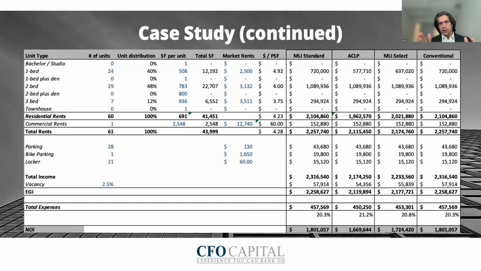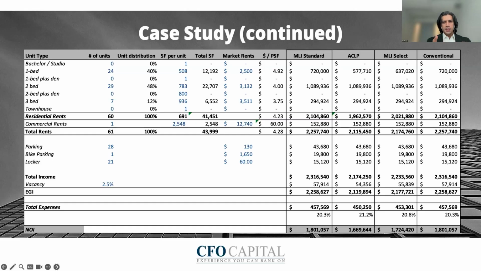As you can see towards the right, there are 4 columns. One speaks to MLI Standard, ACLP, Select, and Conventional. This was a 60-unit project in Midtown Toronto that we had worked on, and this is a case that we had presented to the developer there. As you can see, this one did not have any bachelor units. It's 1 bed, 2 bed, 3 bed, fairly simple.